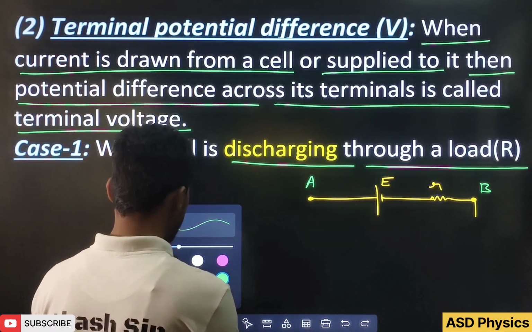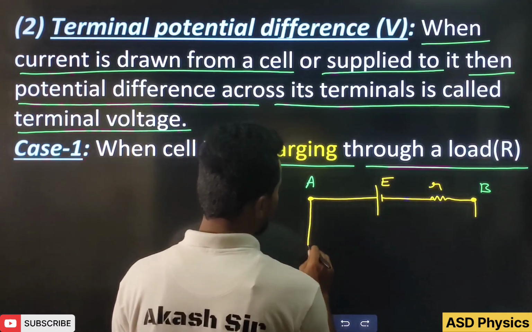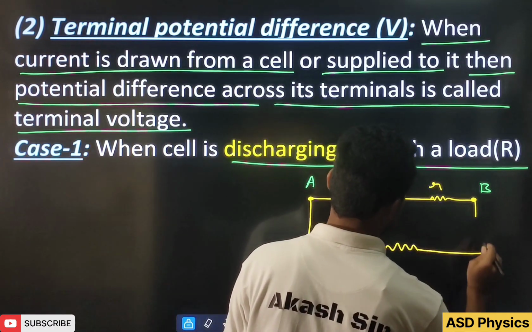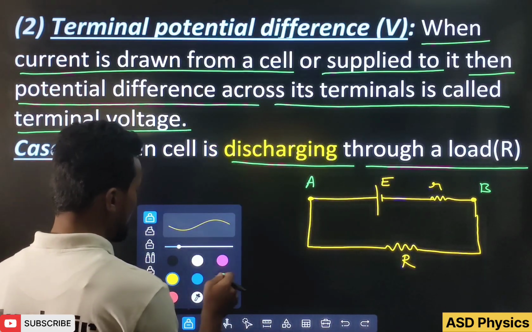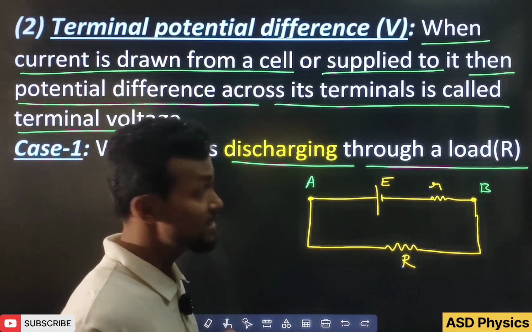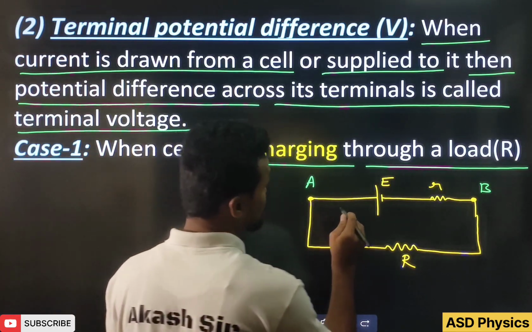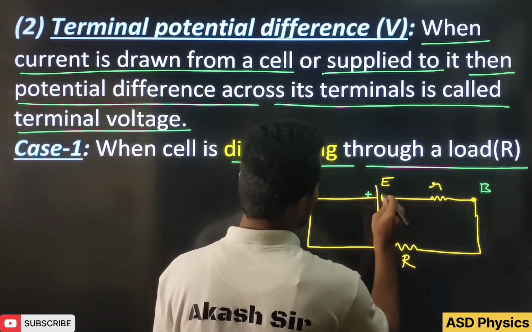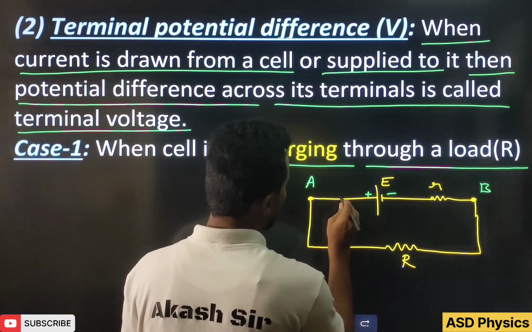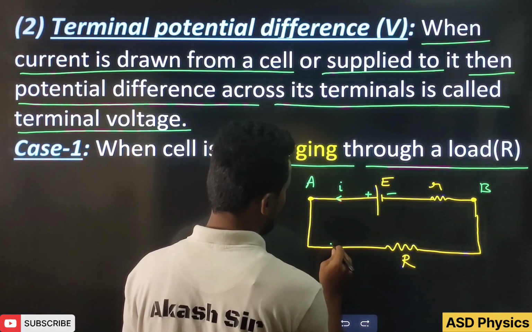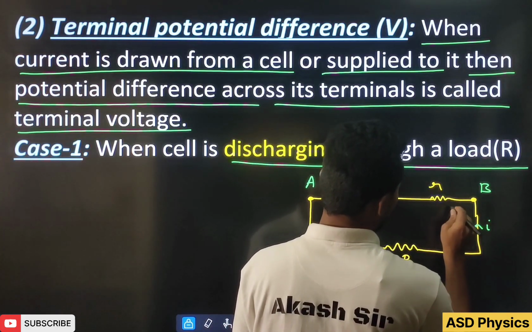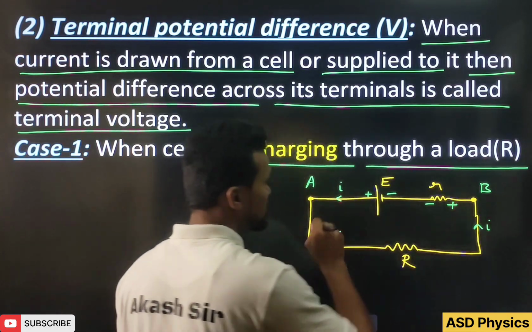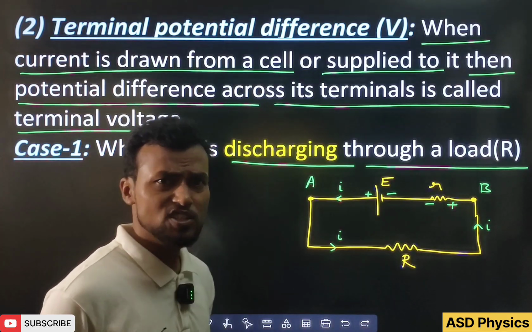Okay, now here I will connect one load. Here I have connected one load. Okay, so in this situation the cell is going to discharge. Discharge means what will happen? Let's take this is the positive terminal, this is the minus terminal. So current will flow in this direction, like this. So here this plus, this minus, because current is flowing in this direction. This is the discharging circuit.